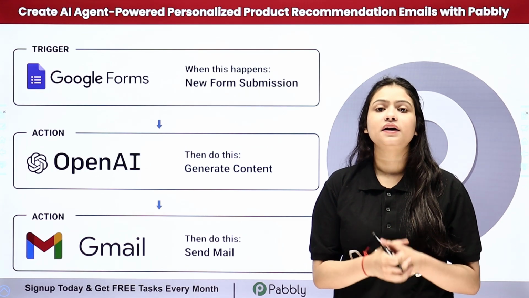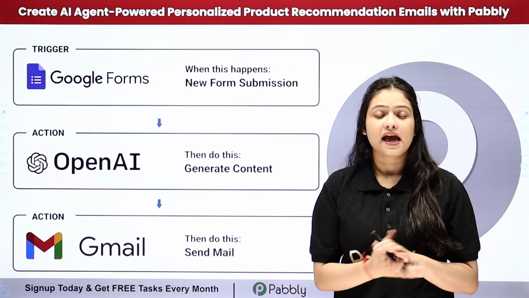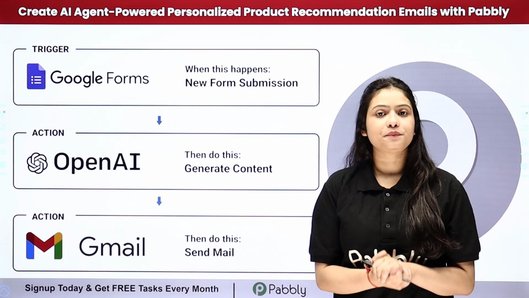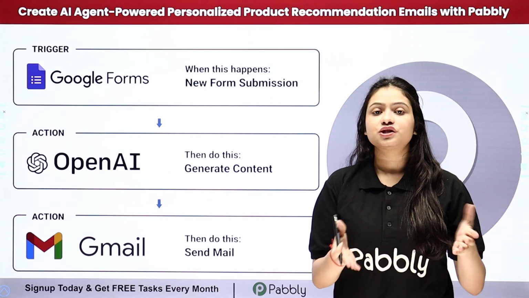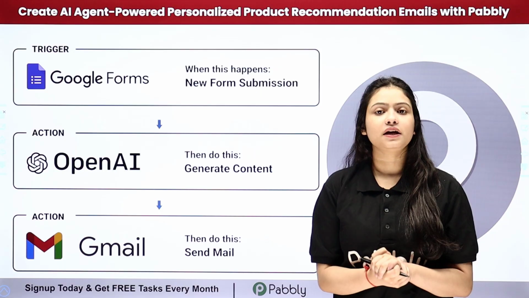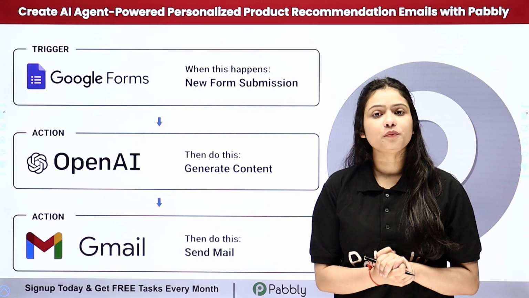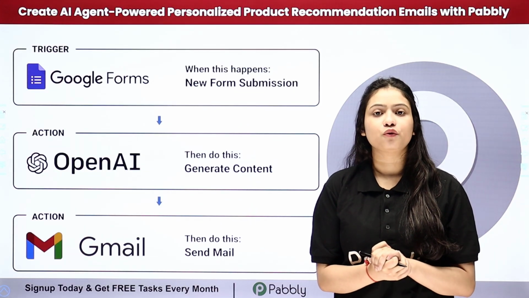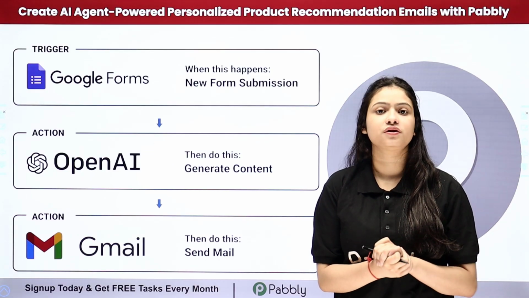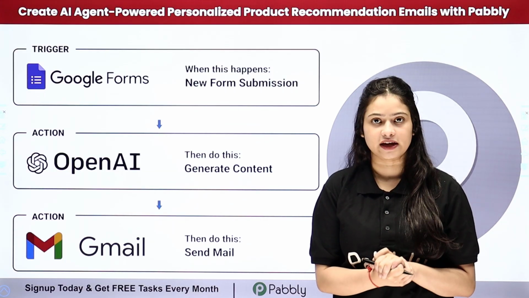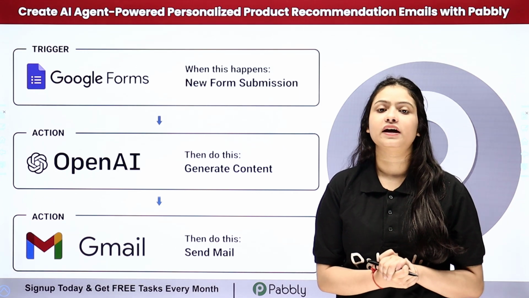For that, I am going to conduct a survey with the help of Google Forms, and my objective is to automate this entire process with the help of AI agent. So as soon as the Google form is submitted by my customer or client, automatically with the help of AI agent, I am going to generate highly personalized product recommendation email content for these clients, and I am going to automatically send them with the help of Gmail.